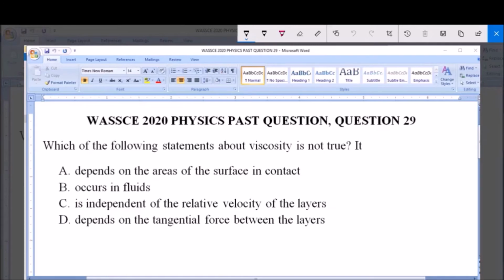I will be answering WAEC 2020 physics past question 29. Which of the following statements about viscosity is not true? It's A, depends on the area of the surface in contact; B, occurs in fluids; C, is independent of relative velocity of the layers; and D, depends on the tangential force between the layers. So we are asked to pick a statement which is not true about viscosity. Now, what is viscosity?